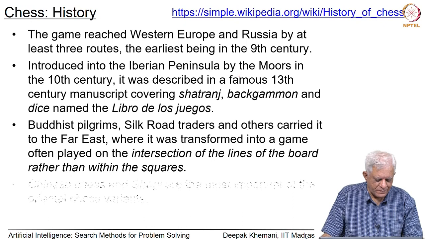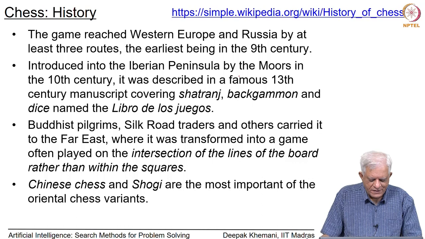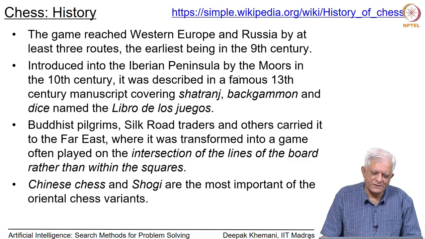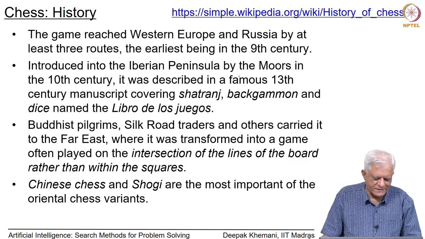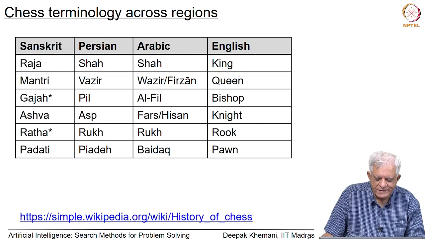So, Chinese chess, which you might also know as Chinese checkers, is a variation, and shogi are the most important of these oriental chess variants, and we will also see the game of Go as we go along, though its rules are very different from chess. So, here is a look at the terminology across different regions.